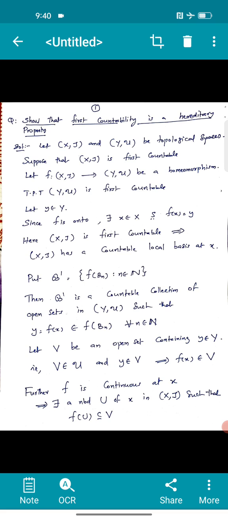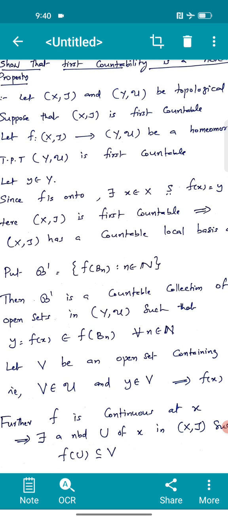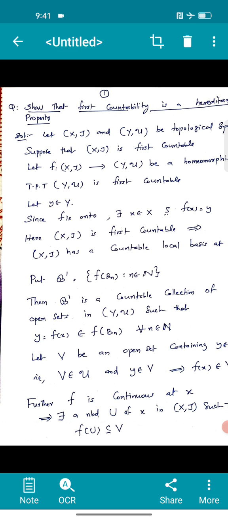Okay, so taking a point y in Y, since f is onto, there exists x in X such that f of x equals y. Here X is first countable. This implies X has a countable local basis at x. Put B' equal to the set of f of Bn such that n in N. Then B' is a countable collection of open sets in Y such that y equals f of x is an element of f of Bn for all n.